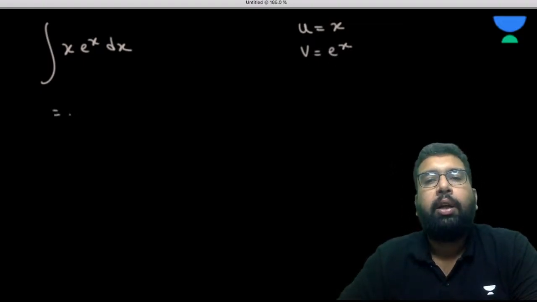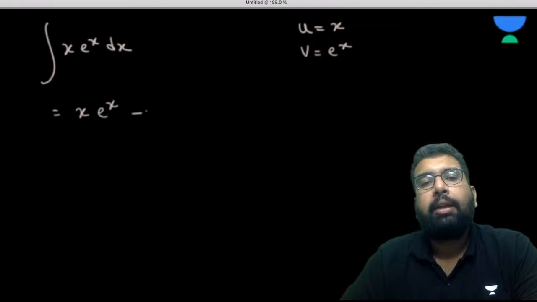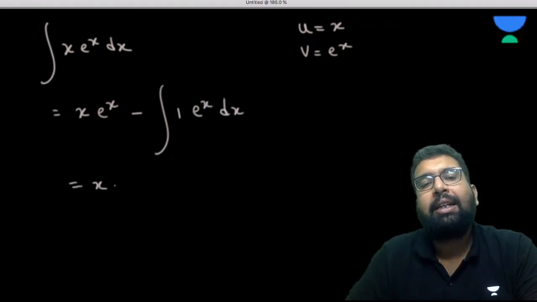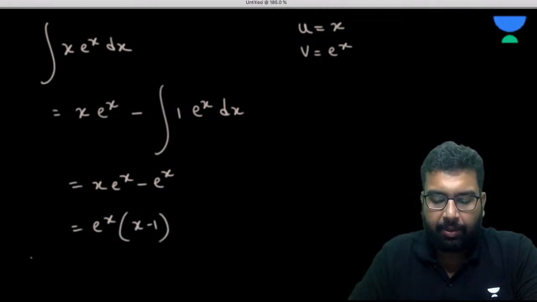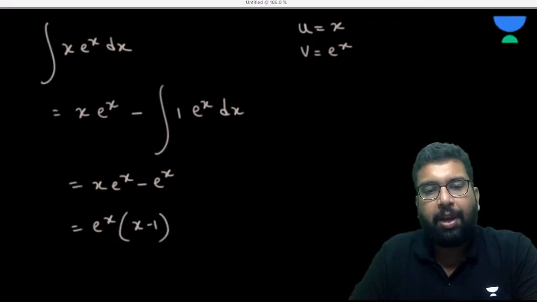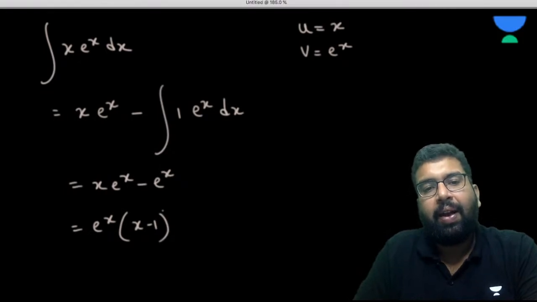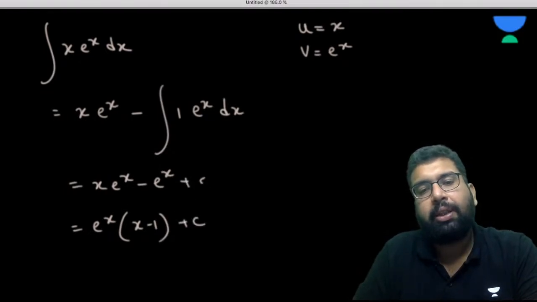So how can we do it? Leaving u first, then integrating the v, minus differentiating the u and integrating the v again. So it will become x e to the power x minus e to the power x. So it will become e to the power x times (x minus 1), plus c. Don't forget about this c thing, right?